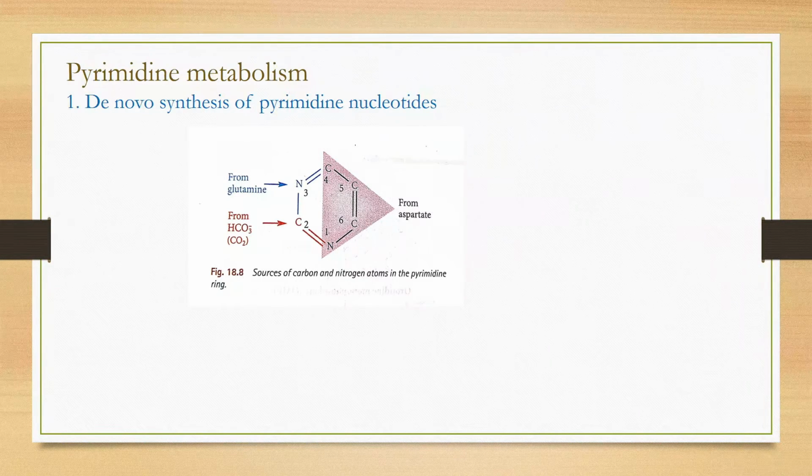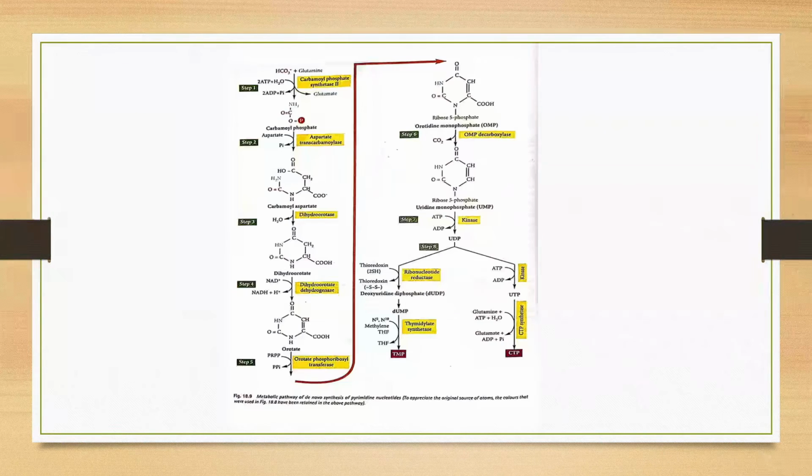First, the de novo synthesis of pyrimidine nucleotides. In the pyrimidine ring, C2 comes from bicarbonate, carbon dioxide, and N3 comes from glutamine. The rest of the atoms are contributed by the amino acid aspartate. So see the contribution. Now you see the steps of the synthesis.